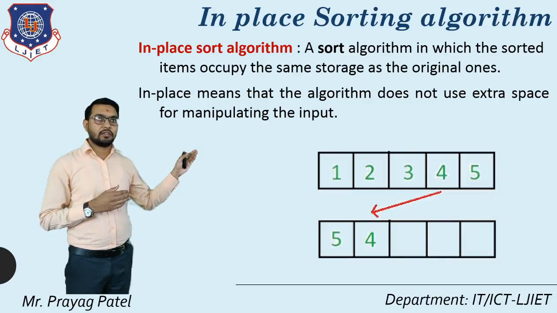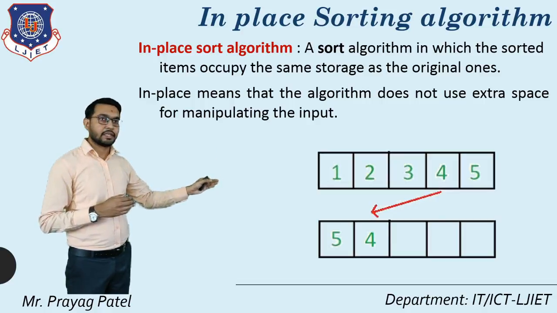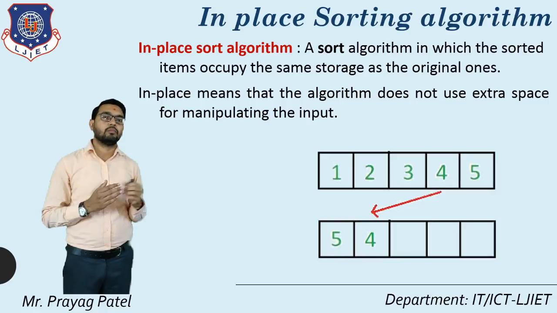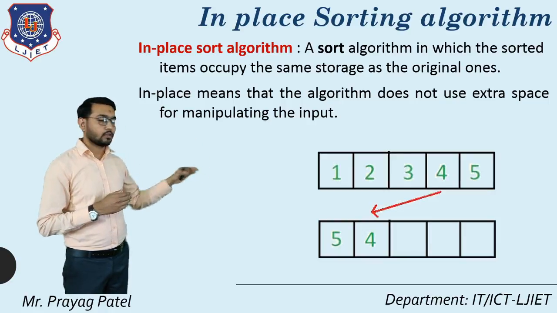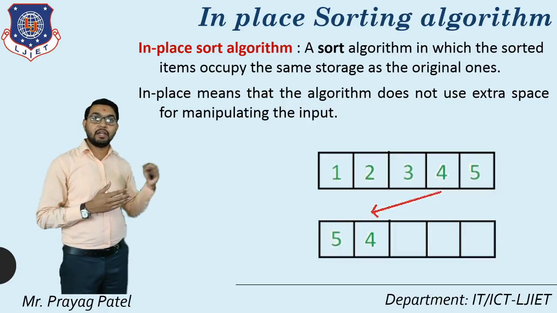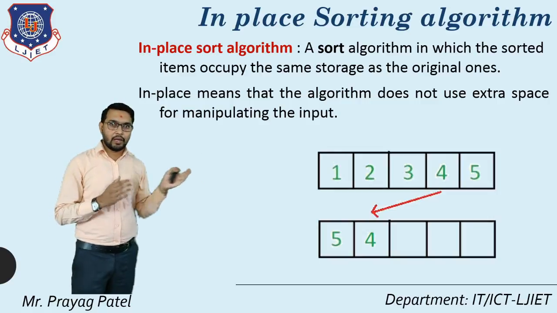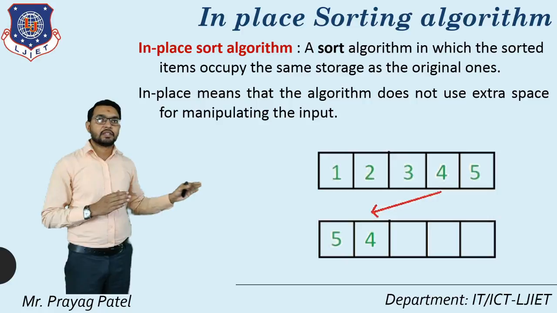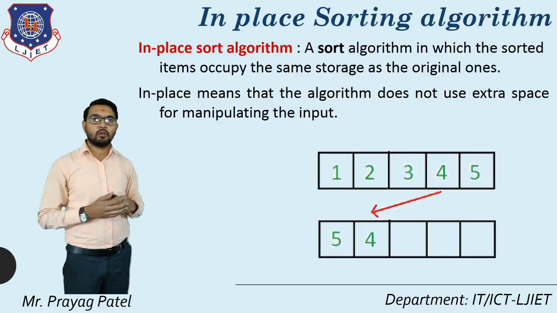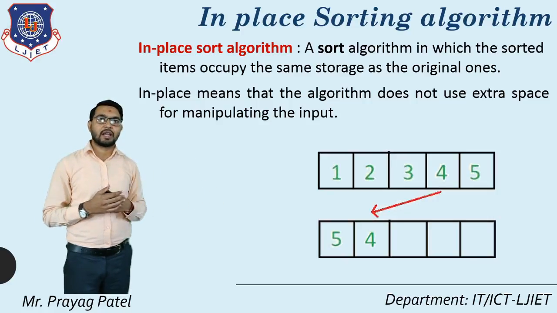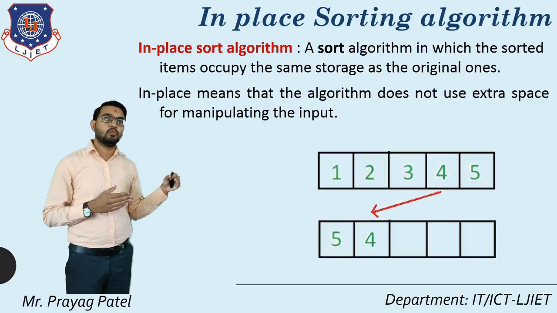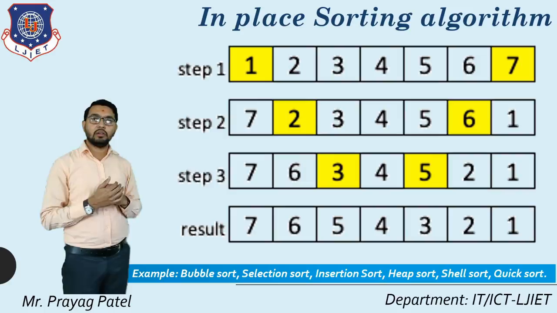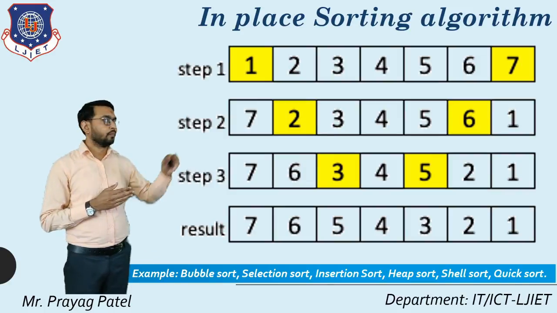For example, consider one array. In this array there are a total of 5 elements: 1 2 3 4 5. Now after sorting these elements in descending order, you require only 5 locations, no extra locations are required, so it is called an in place sorting algorithm. For example, descending order like 5 4 3 2 1.